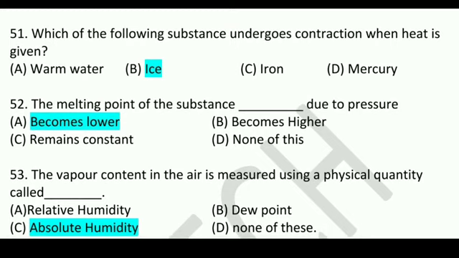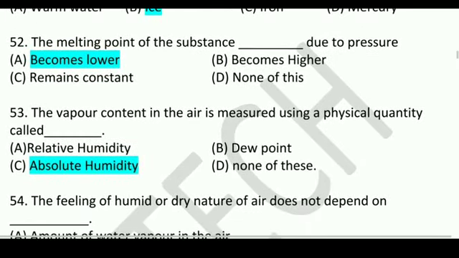Which of the following substances undergo contraction when heat is given? Yes, correct answer is ice. The melting point of a substance dash due to pressure. So what happens, children? Yes, it becomes lower. The melting point of a substance becomes lower due to pressure.